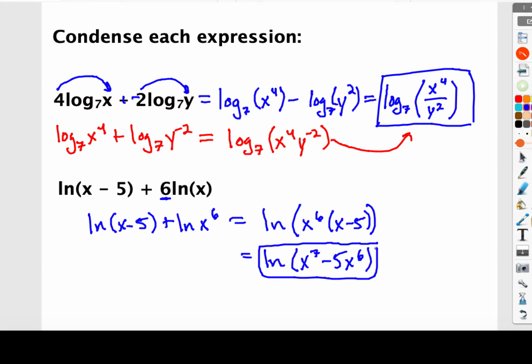Hope that helps you with condensing logarithms. Again, be careful of those exponents, or those multiples in front, I should say, that scalar multiple. Make sure we put those up inside first. Then we can deal with the adding and subtracting, right, second, combining or condensing those logarithms.